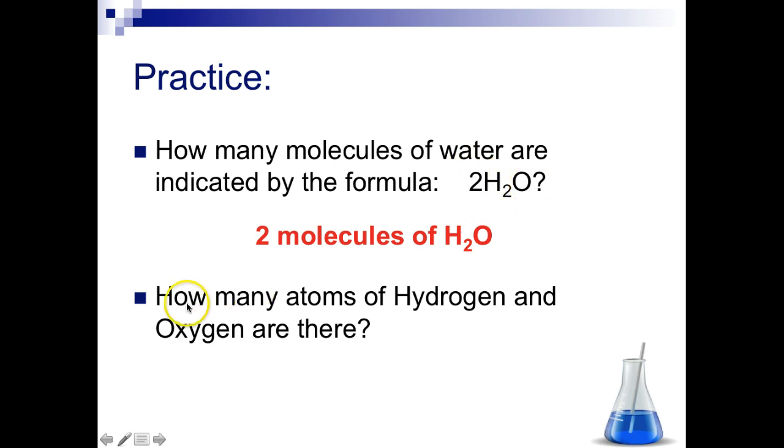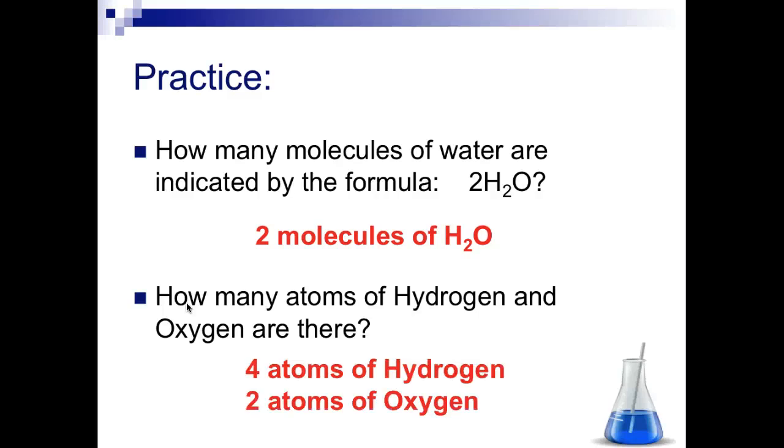Let's look at this practice. How many atoms of hydrogen and oxygen are there in a molecule of water? Pause the video and unpause it when you're ready. Great, what did you come up with? You should have come up with 4 atoms of hydrogen and 2 atoms of oxygen. The 2 here times this 2 would give us 4 atoms of hydrogen, and this 2 times the 1 oxygen would give us 2 atoms of oxygen.